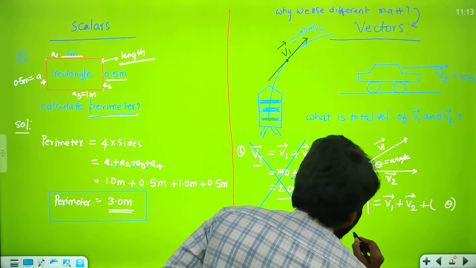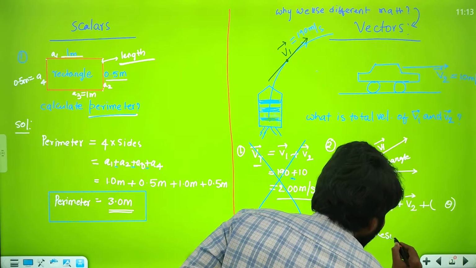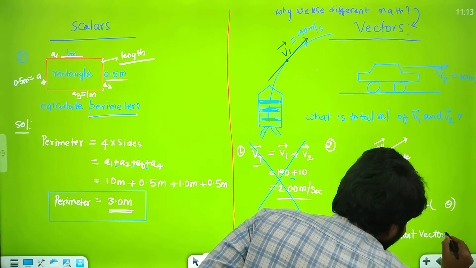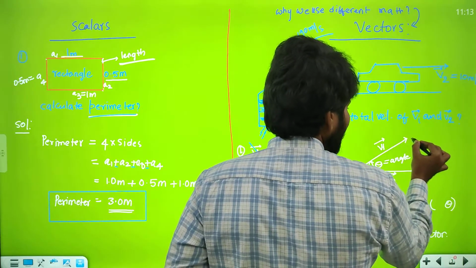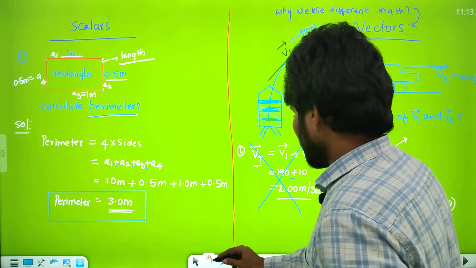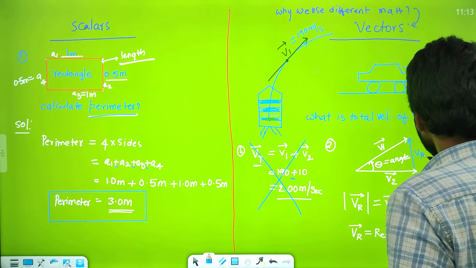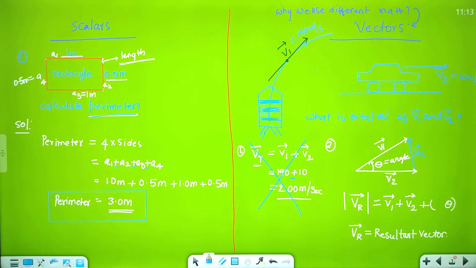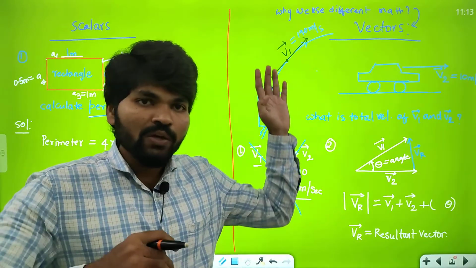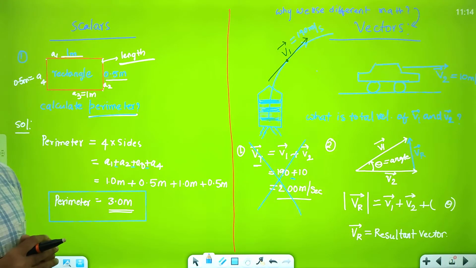So this VR is called the resultant vector. The resultant vector is nothing but this one. I will explain it, don't worry. Now you got the point: why we have to use vector calculus to calculate vectors, and why we use normal algebra calculation for scalars.